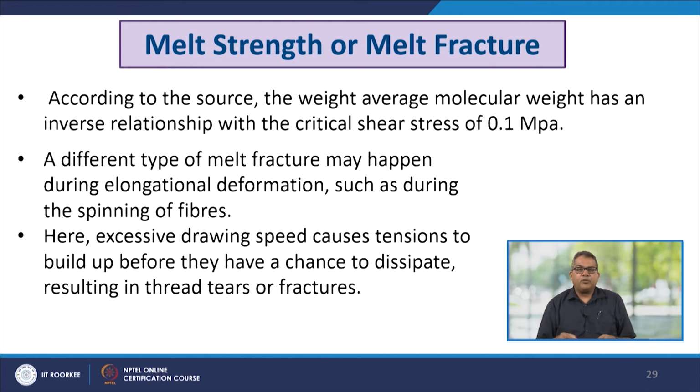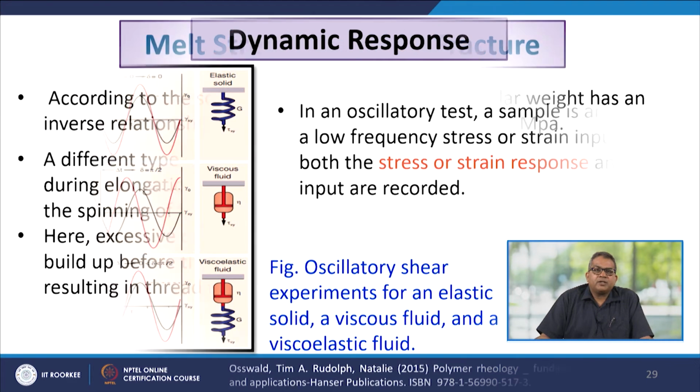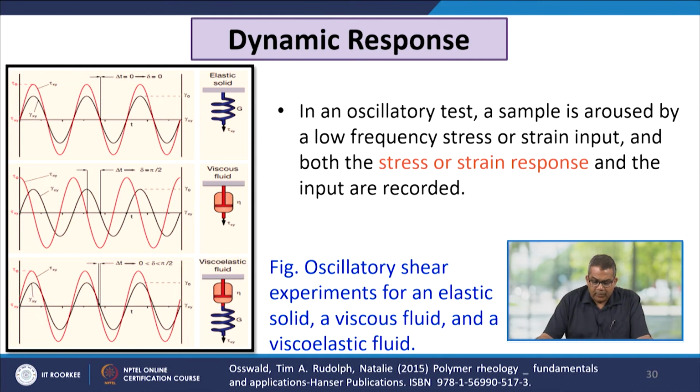A different type of melt fracture may happen during elongational deformation, such as during the spinning of fiber. The excessive drawing speed causes tensions to build up before they have a chance to dissipate, resulting in a thread tear or fracture. Let's talk about the dynamic response. In an oscillatory test, a sample is excited by a low frequency stress or strain input, and both the stress and strain responses and input are recorded.